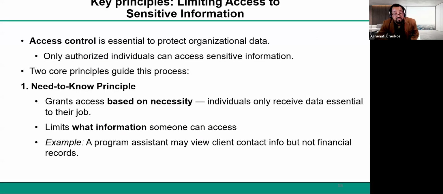So access control is a fundamental part of data security. It's what keeps sensitive information safe and ensures only the right people can see and handle it. And there are two principles that guide this process. So the first one is the need to know principle. This principle grants access strictly based on necessity. Meaning staff only gets the information they need to perform their specific jobs or duties. For instance, a program assistant might need to see client contact information, but not financial or health data, right?